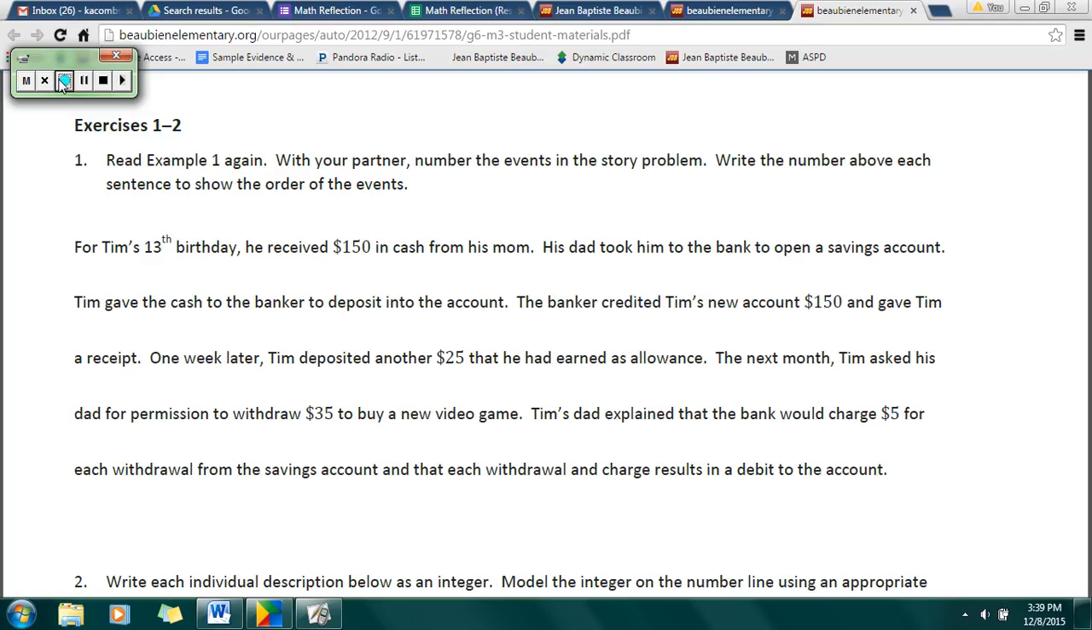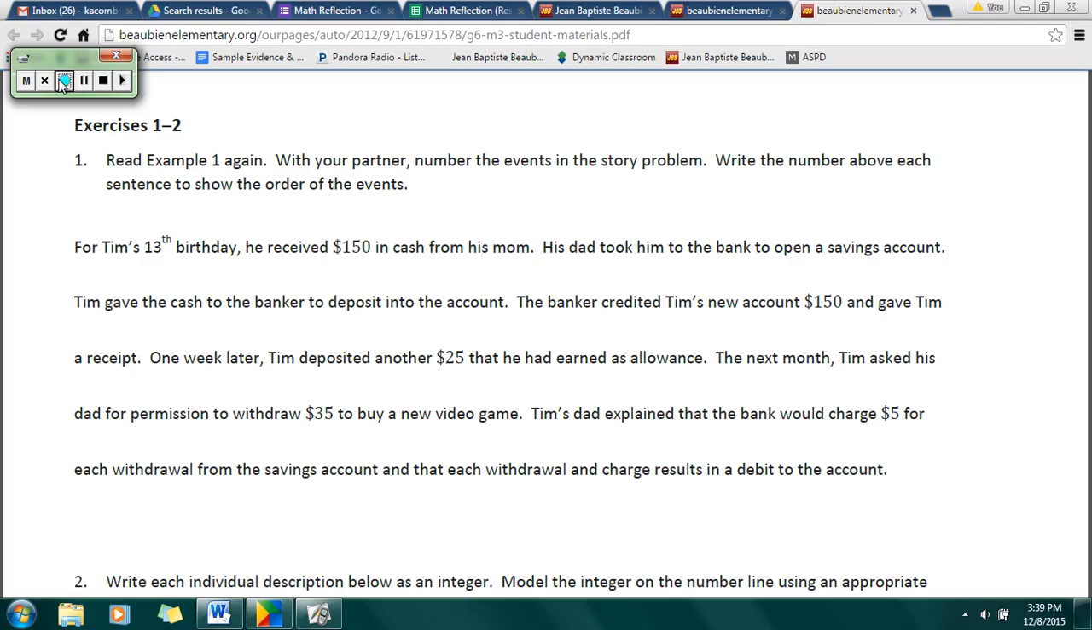Everybody, this is Mrs. Combs. We're going to be talking about key words that represent positive and negative numbers, also known as integers. In the previous lesson, you learned how to plot those integers on a number line. But now, in words, we need to know if we're referring to a negative or a positive number.